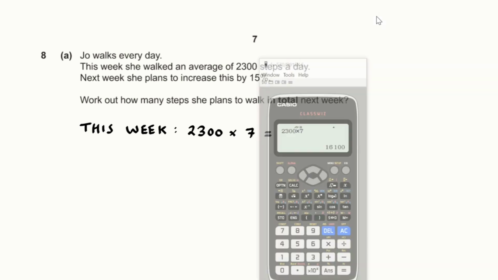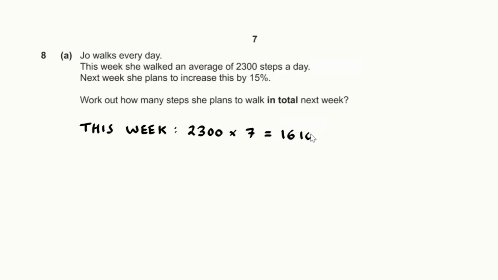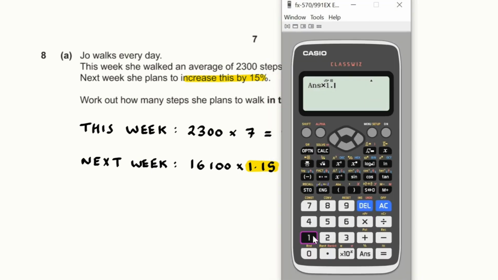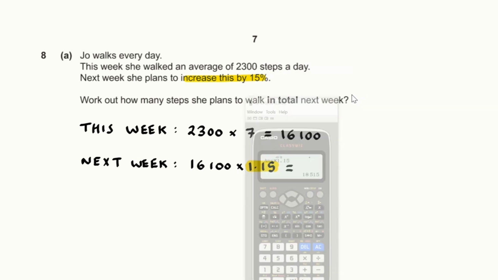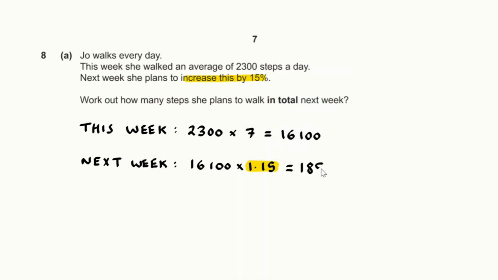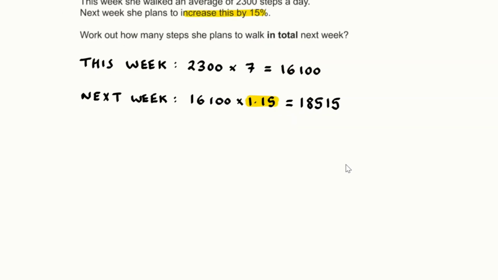So it turns out we get 16,100. And so therefore, next week, she plans to walk a total of 16,100 multiplied by 1.15, because she plans to increase this by 15%. So if I work this out, I get 18,515. So I've got 18,515.